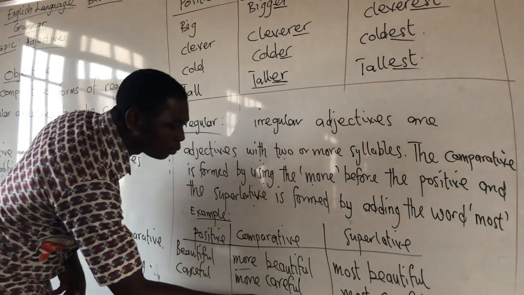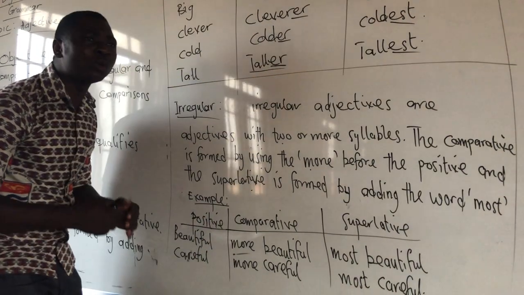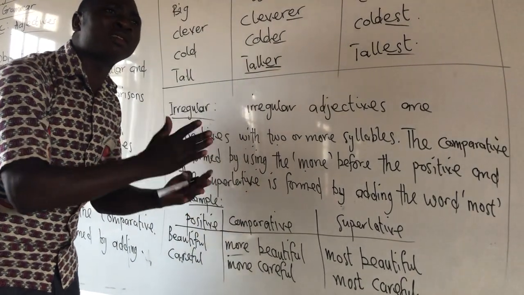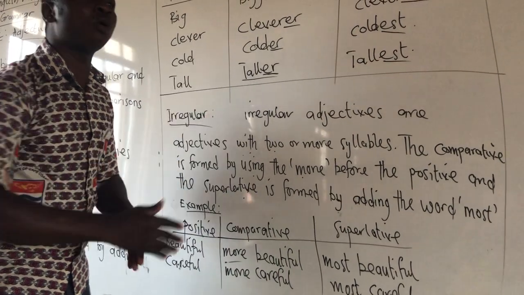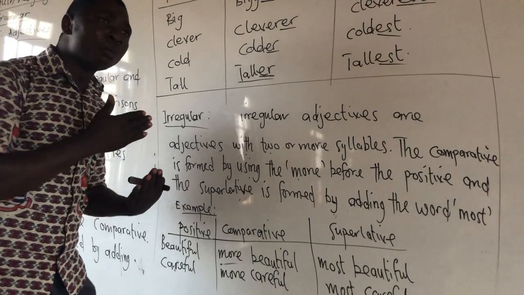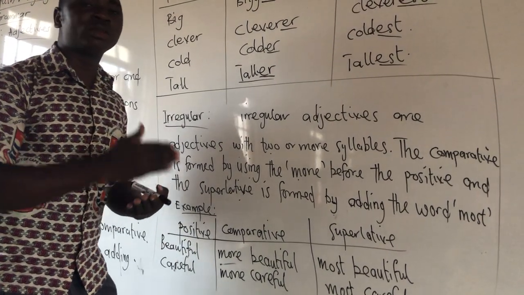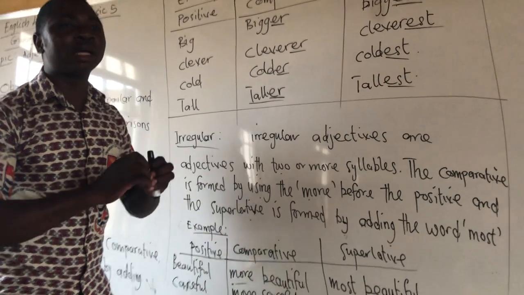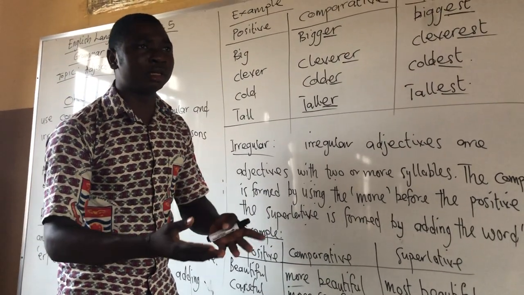Careful, more careful, most careful. So what I will tell you is that when you see that the word can be divided into 2 syllables or 3 or more, then we will just add more or most to the positive word to form the comparative or the superlative.